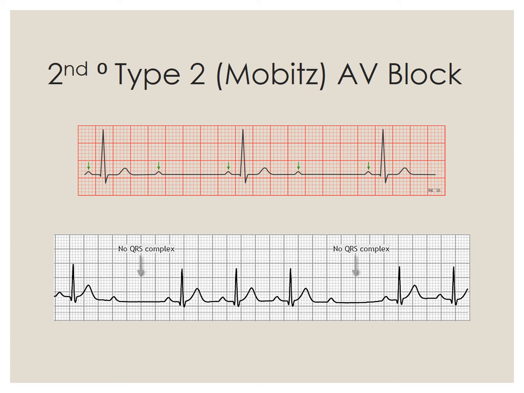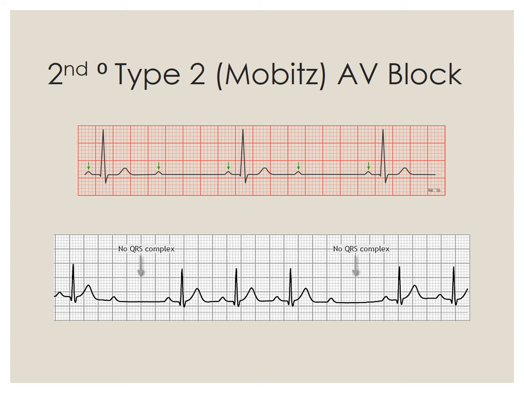If you look on the bottom strip, same thing. You've got your PR interval, and then your next P wave, it looks like it dropped. Then look at this. You've got a PR interval here. You measure a PR interval. The next one. Those are all the same, and then it drops.